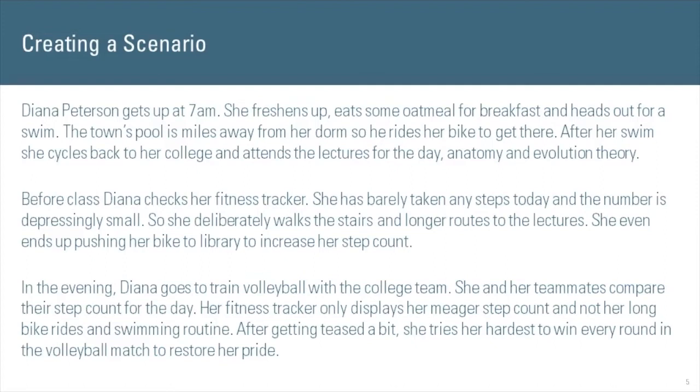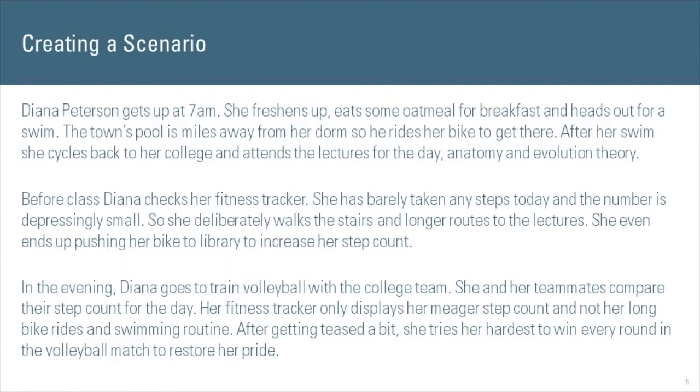Before class, Diana checks her fitness tracker. She barely has taken any steps today, since she rode her bike and took a swim, and the number is depressingly small. So she deliberately walks the stairs and longer routes to the lectures. She even ends up pushing her bike to the library to increase the step count.